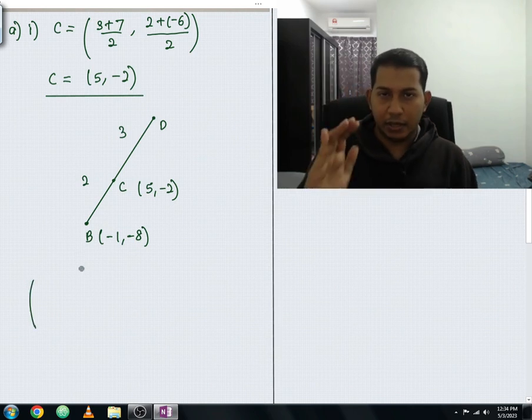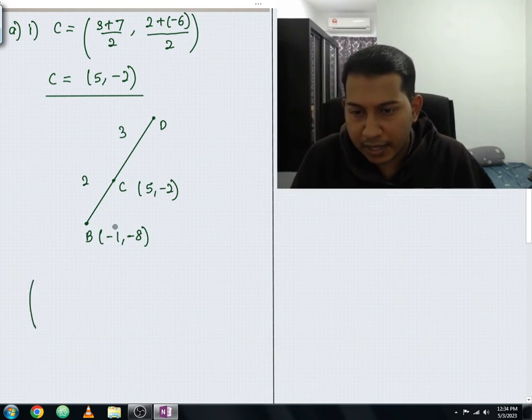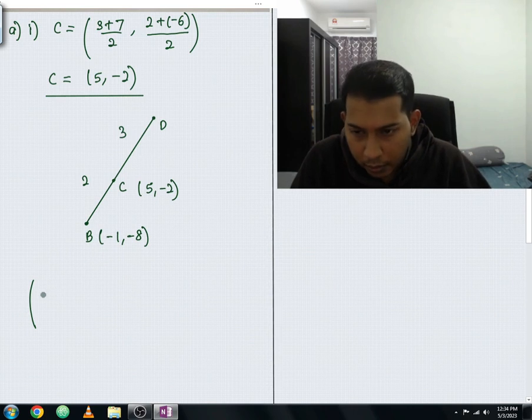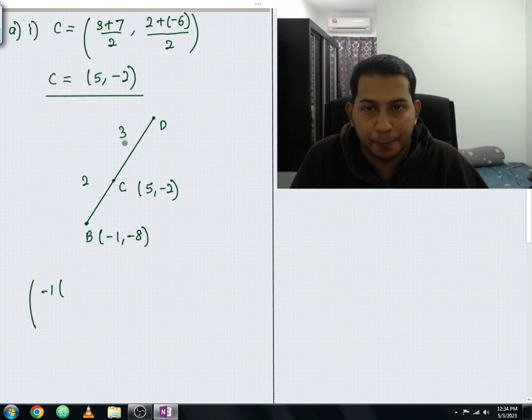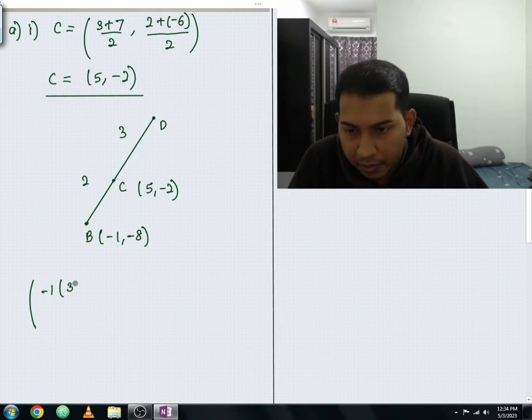So from here, let us start with the x coordinate. So from here, -1 times with the opposite ratio. So from here, opposite ratio is 3. So -1 times with 3.